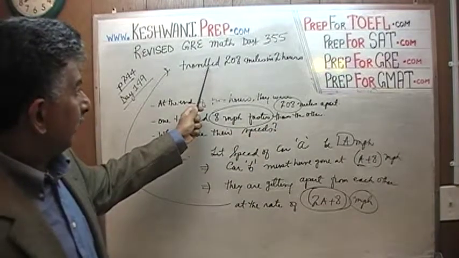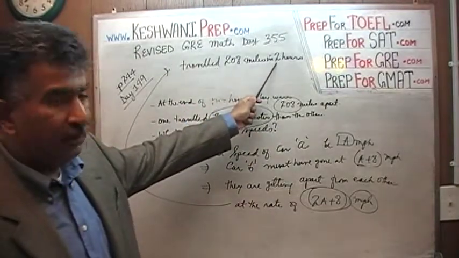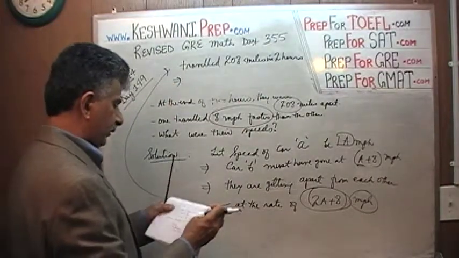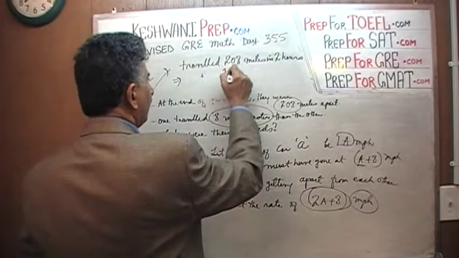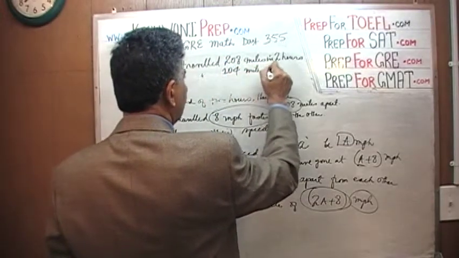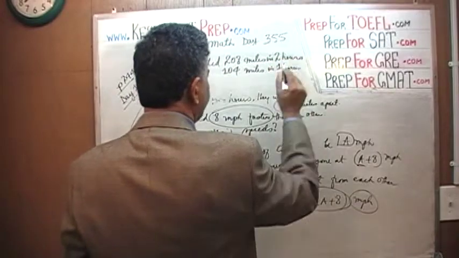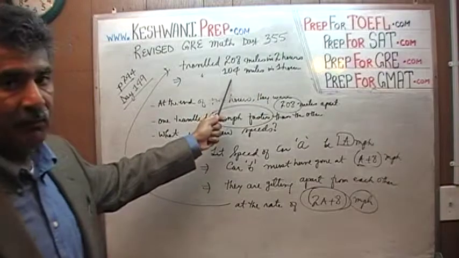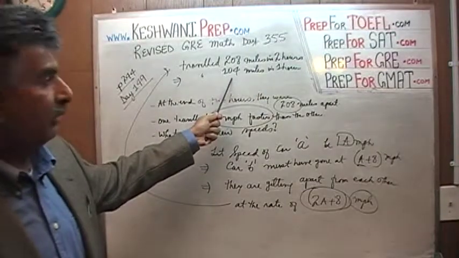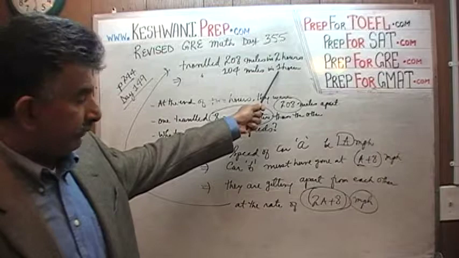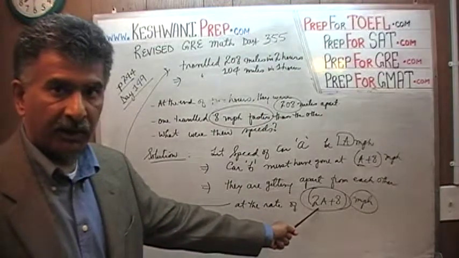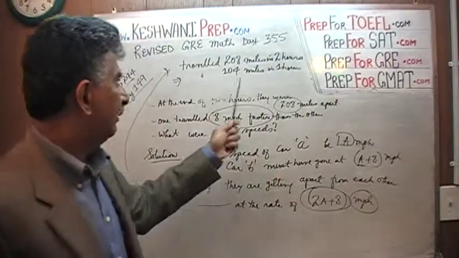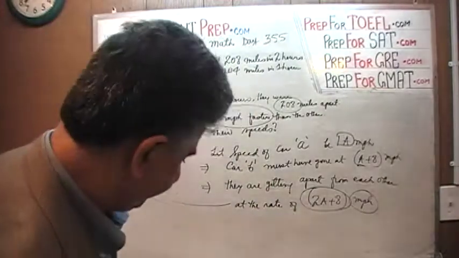If they travel 208 miles in 2 hours, that implies that they must have traveled 104 miles in 1 hour, because they were 208 miles apart in 2 hours, which means at the end of 1 hour they must have been 104 miles apart. But we also know that in 1 hour, this is how far apart they are. So now all we have to do is equate these two quantities. 2A plus 8 must equal 104. That's all.